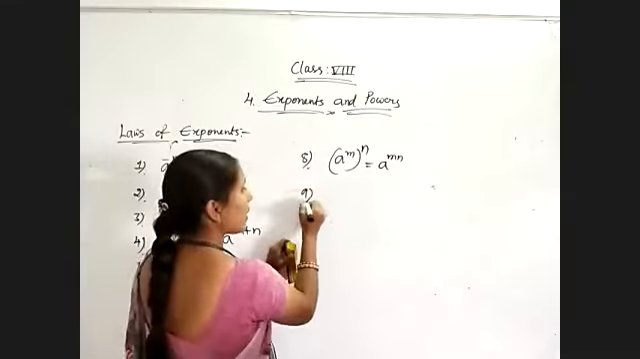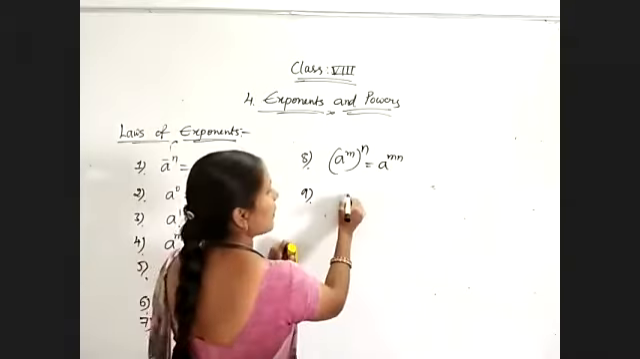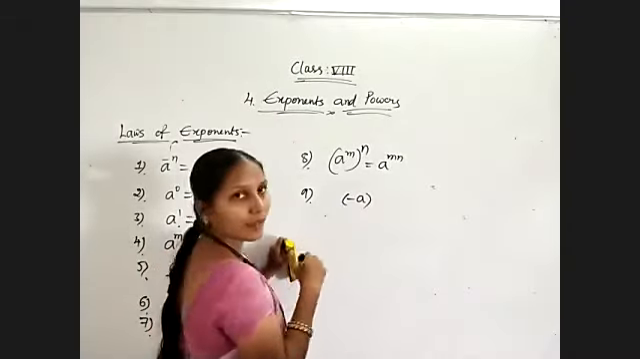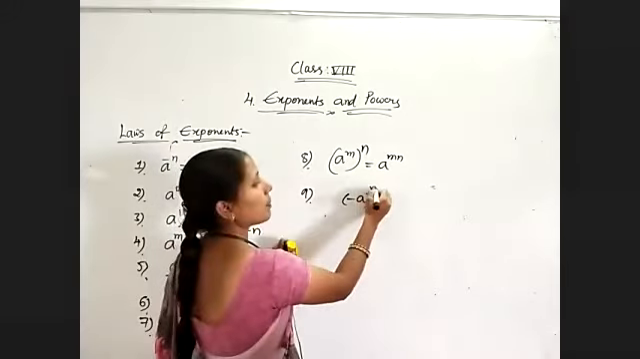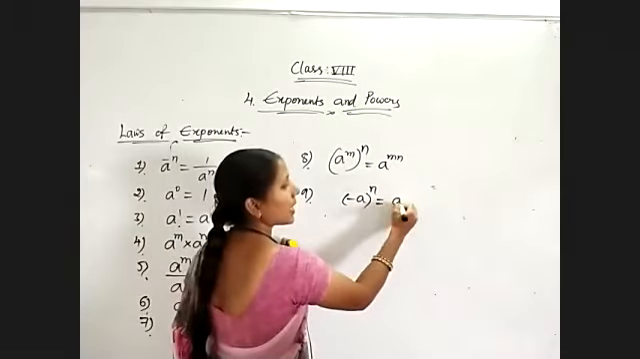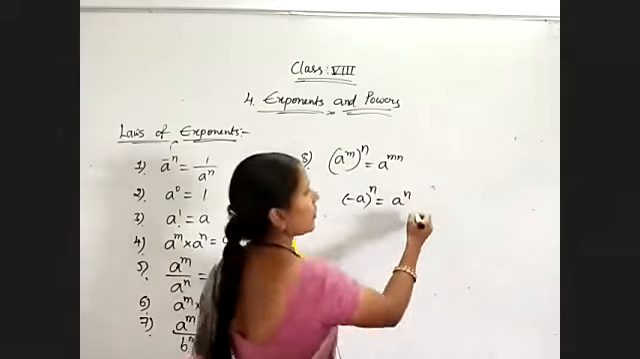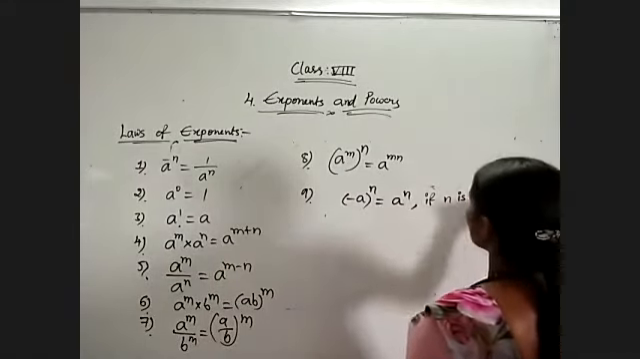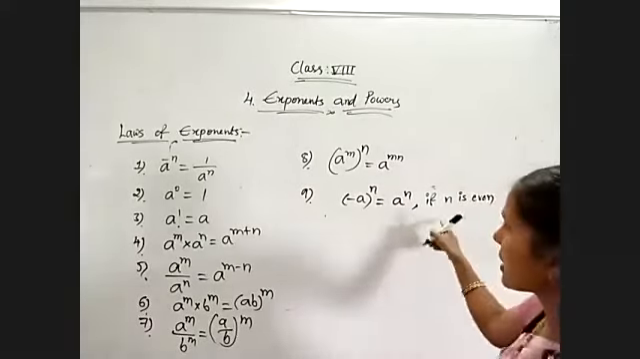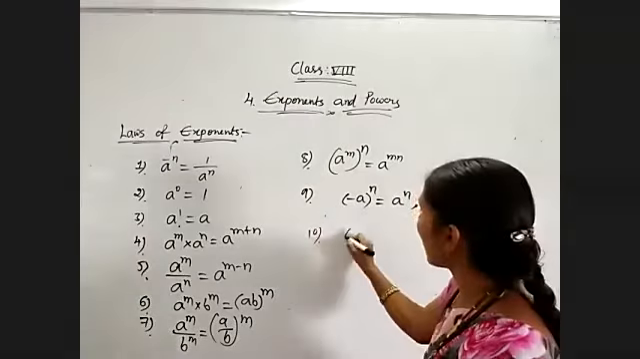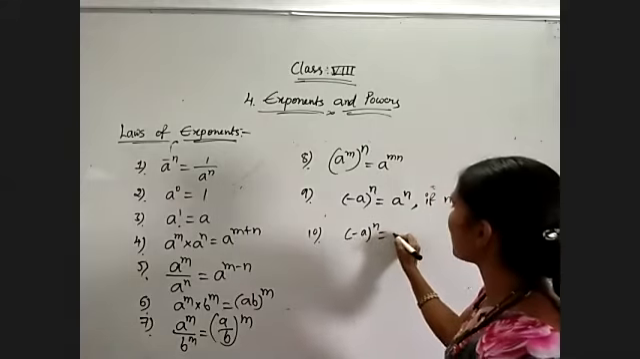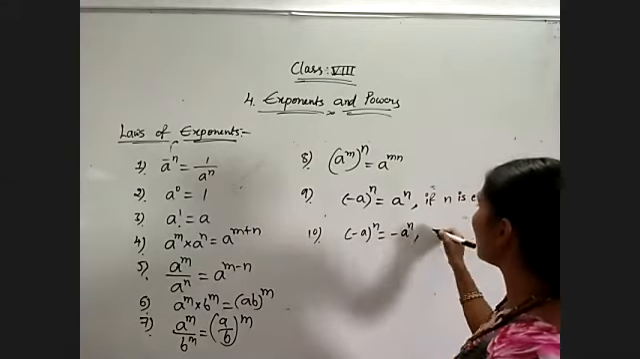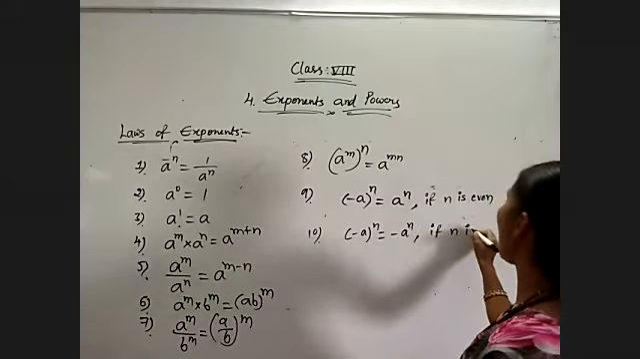And still I have given that when base is negative, and power is n, the result will be plus a to the power of n if n is an even number. This one we have discussed in the last class. And next one, minus a to the power of n is equal to minus a to the power of n if n is an odd value.